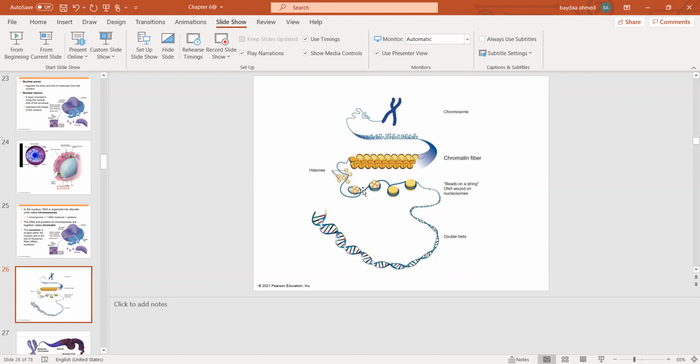When the cell is not dividing, stained chromatin appears as a diffuse mass, and the chromosomes cannot be distinguished from one another. Only during division does the chromatin condense and coil, becoming thick enough to be distinguished as separate regions, the chromosomes.